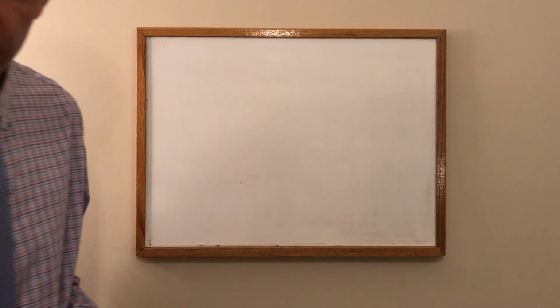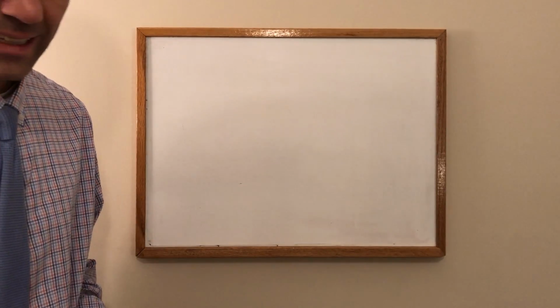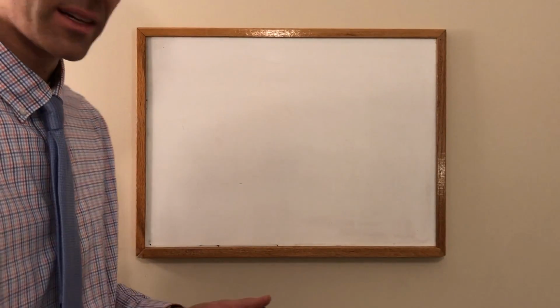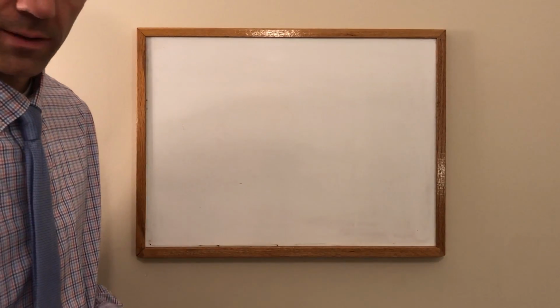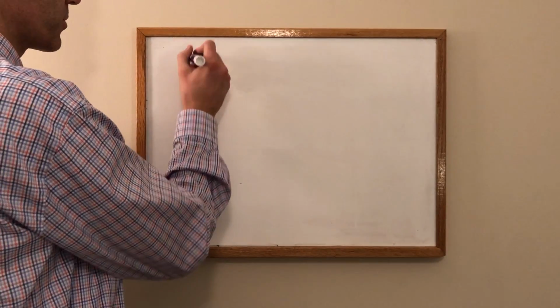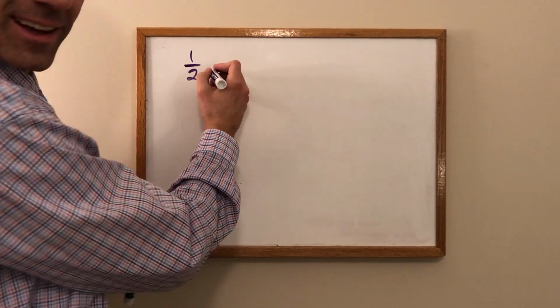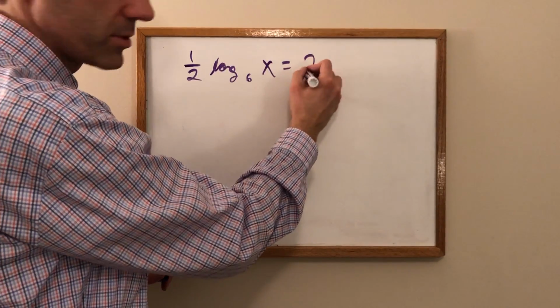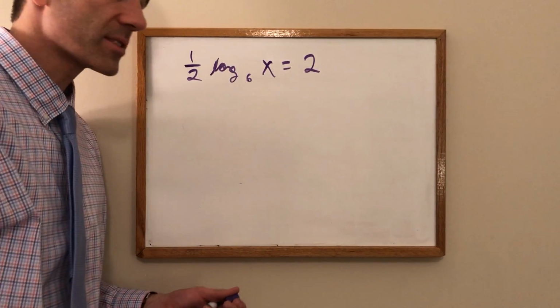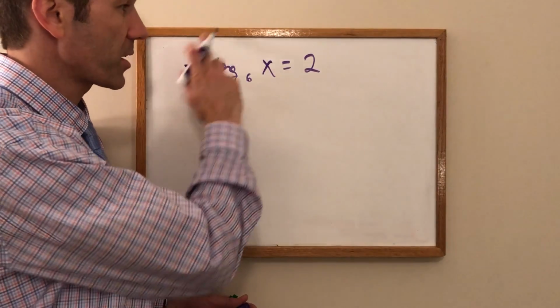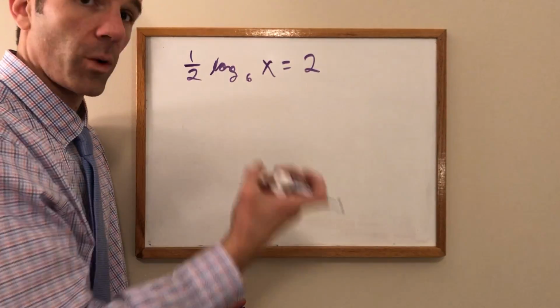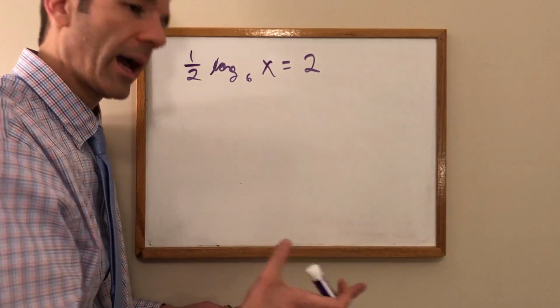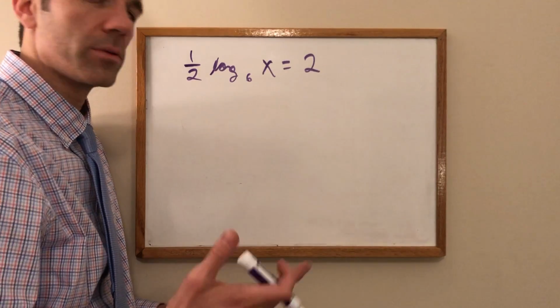So the next problem is kind of similar to that, but it doesn't have to be done the exact same way. I'm going to do it the way I want to do it. So 1/2 log base 6 of x equals 2. The obvious thing is this 1/2 moves up here and becomes a square root. It's x to the 1/2. X to the 1/2 is a square root, and that's cool.